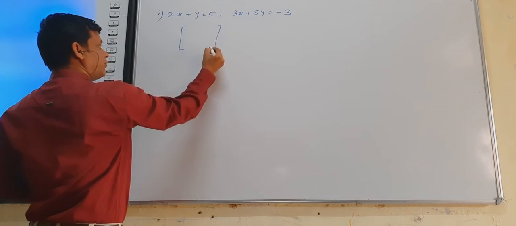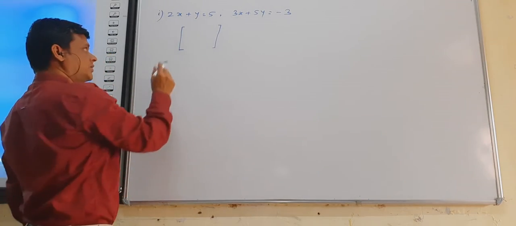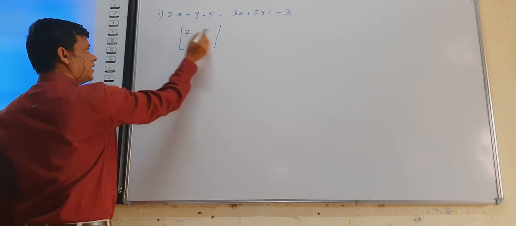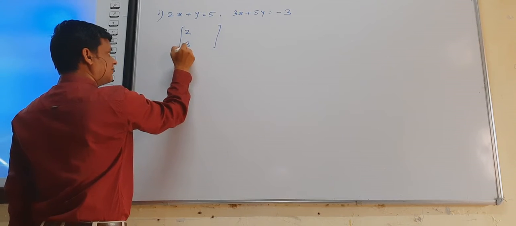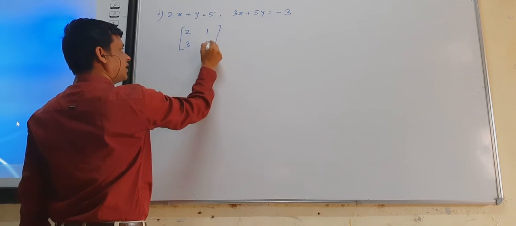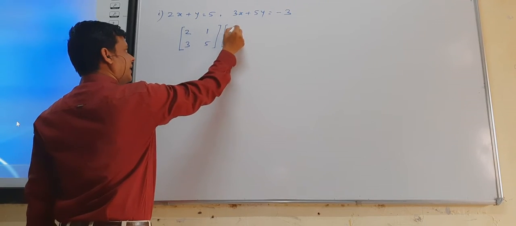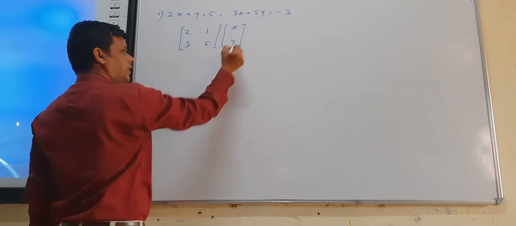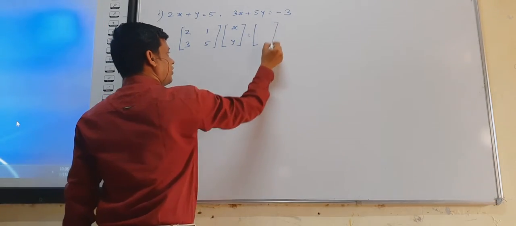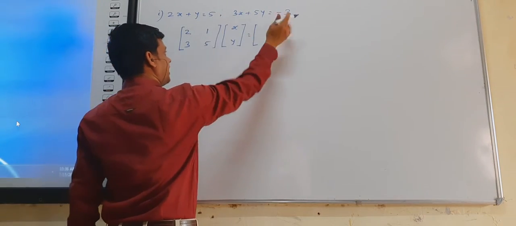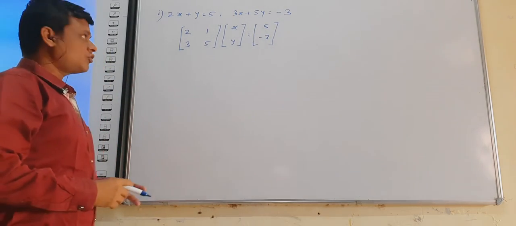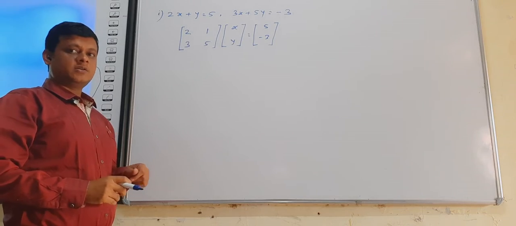In the first matrix we write the coefficients. In the first column we write the coefficients of x: 2 and 3. The coefficients of y are 1 and 5. Then the variable matrix, where the total number of variables is 2. Now on the RHS we write the constant matrix. The constants are 5 and minus 3. Now we have to solve this problem by the reduction method.